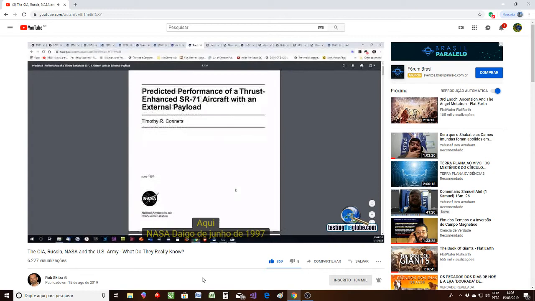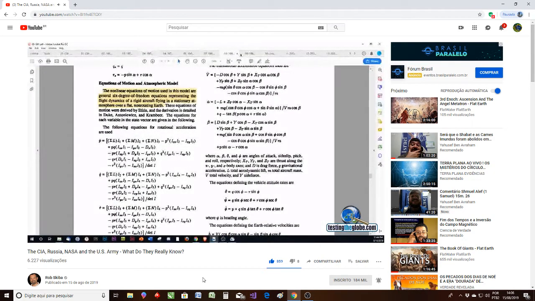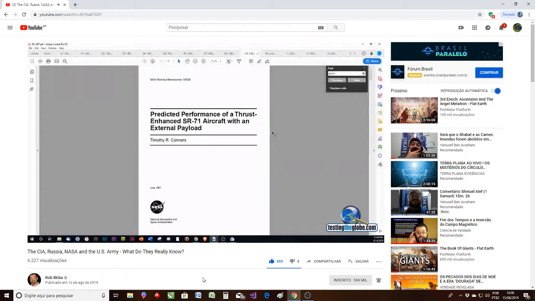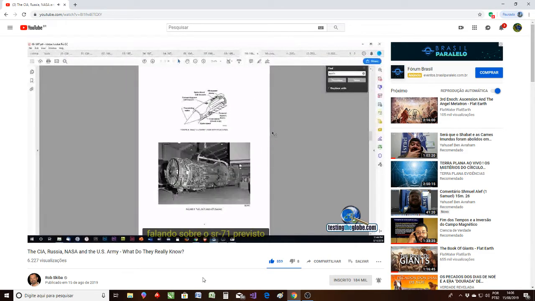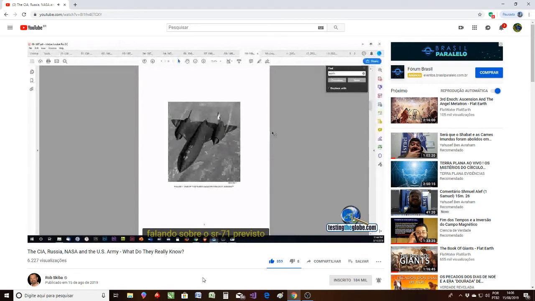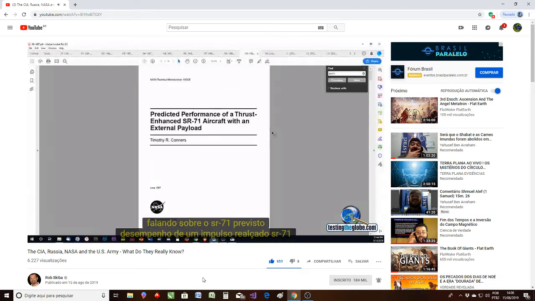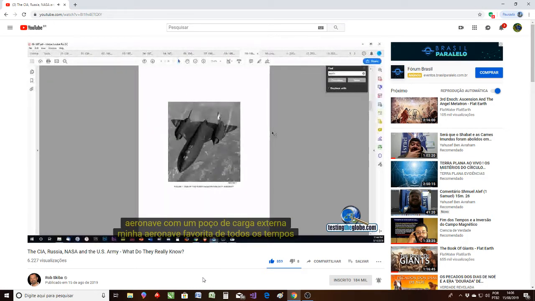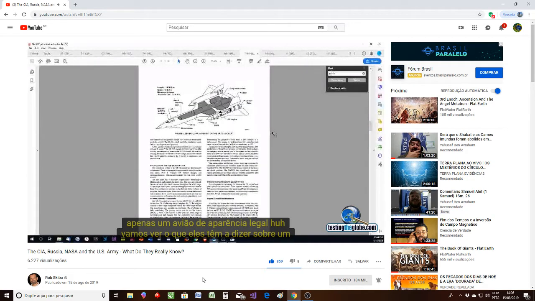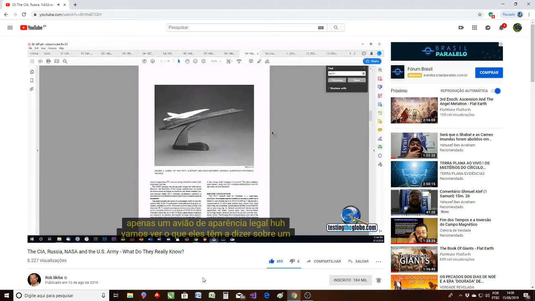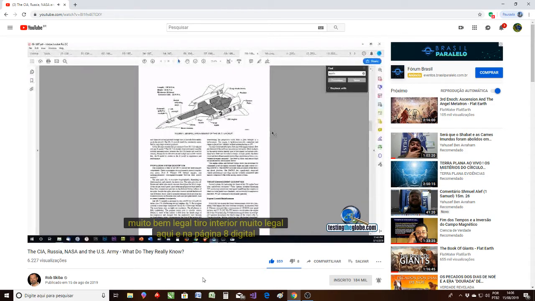NASA.gov, June 1997. Talking about the SR-71. Predicted performance of a thrust-enhanced SR-71 aircraft with an external payload. One of my favorite aircraft of all time. That's just a cool looking airplane, huh? Let's see what they have to say about a back-mounted hypersonic research vehicle sitting on top of the SR-71. That's pretty crazy. Pretty cool interior shot right here.